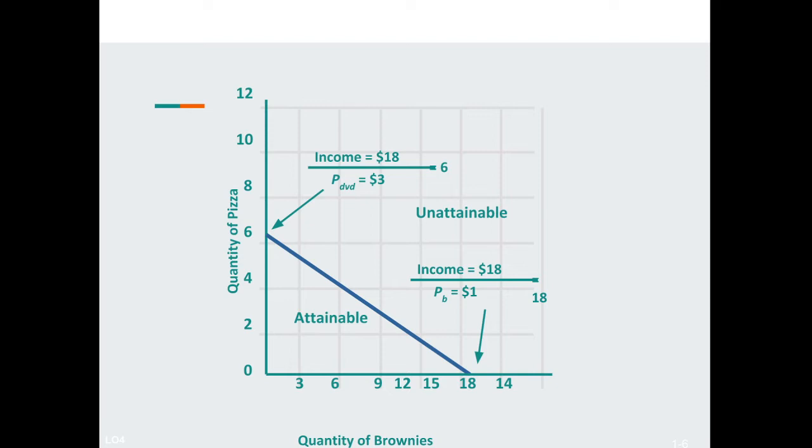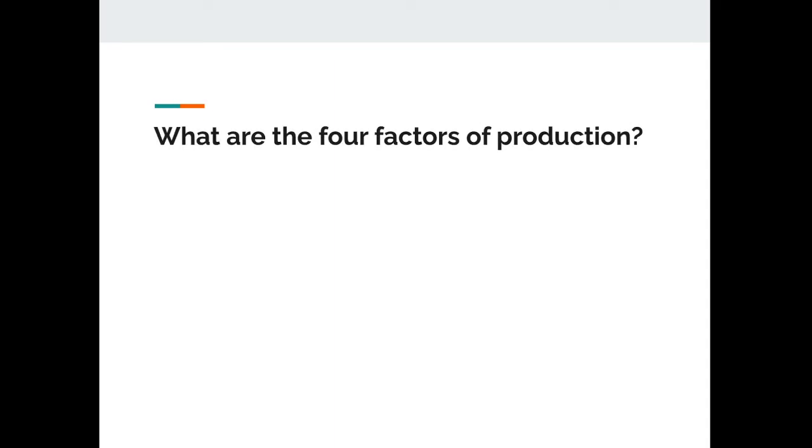There's also, what if I wanted 6 slices and 3 brownies? That's unattainable, so that's to the right of the curve. Okay, and the only way we can get to the unattainable portion is if the income, the $18, changes. Okay, so now that's the individual problem. We're going to look at society.